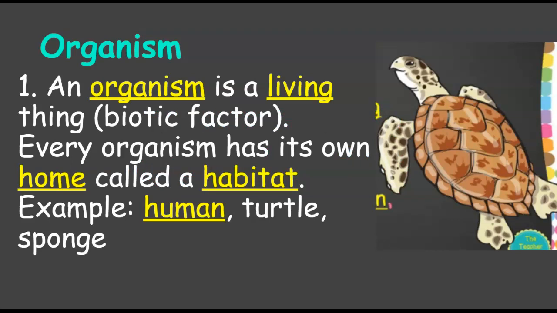An organism is a living thing. That's that biotic factor. Every organism has its own home. So the home for a living thing is called a habitat. Just like going and staying in your room, your room is your habitat. That's your home. Examples of organisms are humans, turtles, and sponges. Yes, sponges are organisms. They are living things.